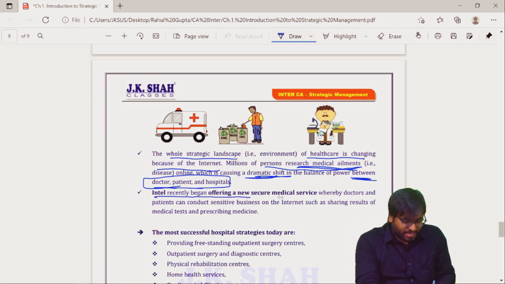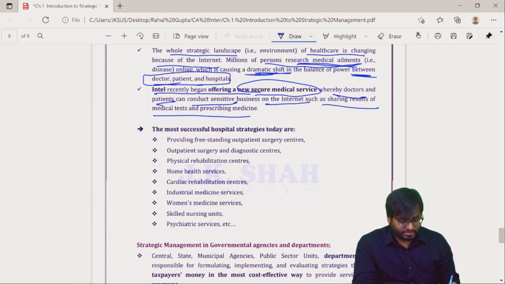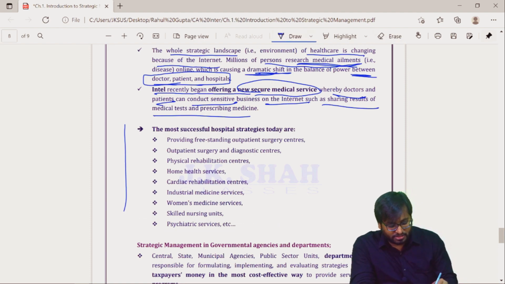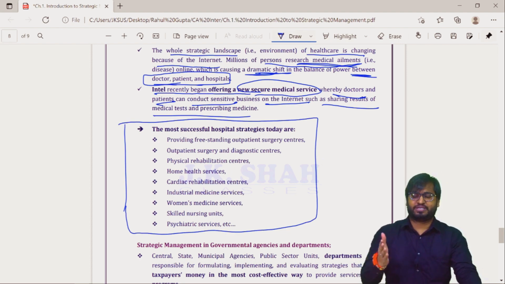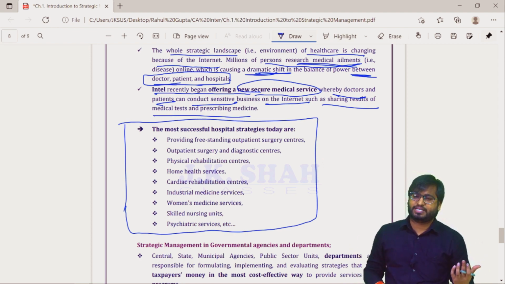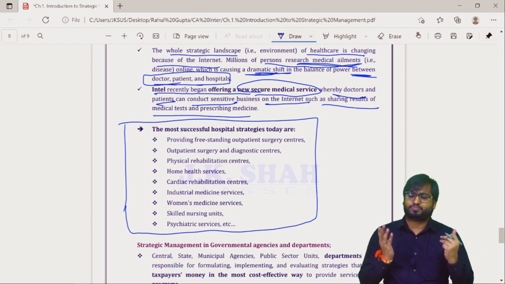Intel has recently begun offering a new medical service whereby the doctors and patients can conduct sensitive business on the internet, such as sharing results, medical tests and prescribing medicines. So bacho, I have listed here the top hospital strategies which are very famous in these times. So kindly have a read of this, okay? So these are the most popular hospital strategies that the hospitals are currently following. They are providing standing outpatient surgery centers, they are giving diagnostic services, they are giving physical rehabilitation centers. Earlier, there was no such thing, but now they have come up with these hospital strategies.